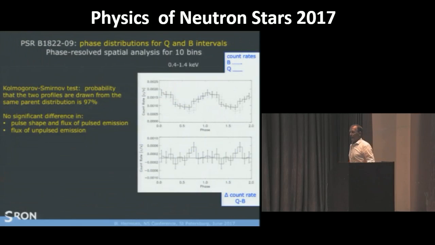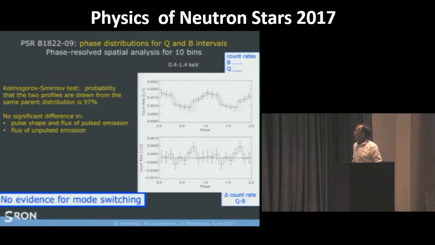We made many tests whether we see evidence for mode switching. I show you only this last one. We don't see evidence in this case for mode switching. And here we show the pulse profiles in both modes, background subtracted, and the fact that they are on top of each other and they are drawn from the same parent distribution at the 97% level, we can say that the pulse shape and flux of the pulsed emission doesn't change, and the flux of the unpulsed emission. We made additional checks, but we don't see any evidence for mode switching.